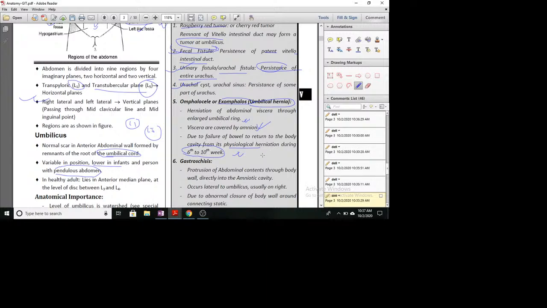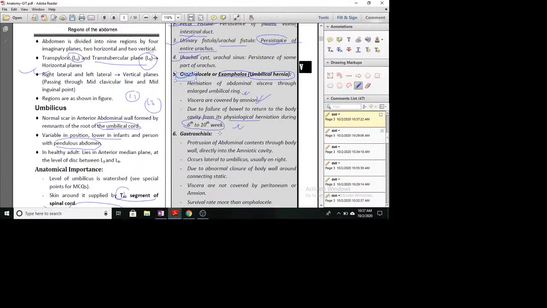With the course of time, the bowel should revert back into the body during the 6th to 10th week. But if it fails, then there is a condition called omphalocele or exomphalos.